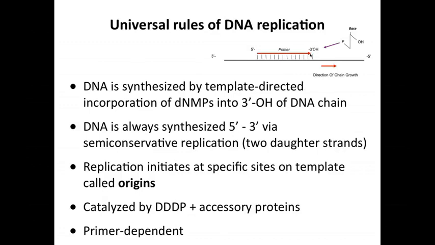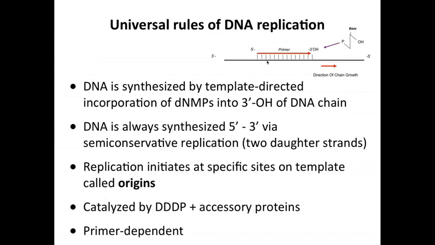The template is read in a 3' to 5' direction, but the product is always made in a 5' to 3' direction. Those are things you just have to know, and if you do remember them, it'll make everything else easier for you. So DNA is always synthesized in a 5' to 3' direction via semi-conservative replication, and what that means is that we make 2 daughter strands. So we take a double-stranded DNA, we separate the 2 strands, and then each strand is copied once to make a daughter strand. And that is semi-conservative replication. We talked about conservative and semi-conservative replication when we talked about RNA synthesis.